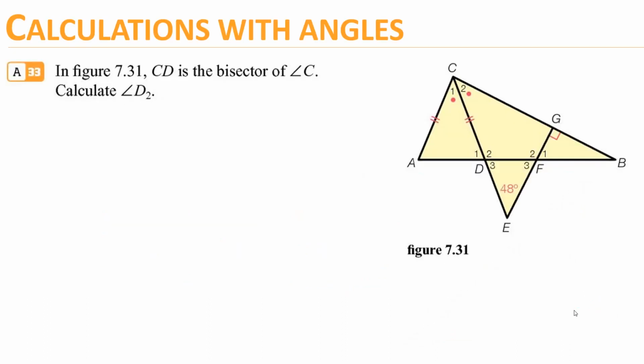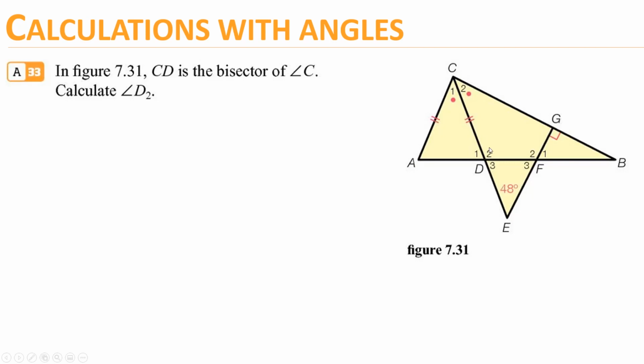And let's take a look at this exercise 33. We see, they tell us that CD is the bisector of angle C in this shape. And the way they show us that is by giving us these two dots. That means that these two angles, C1 and C2, are equal. There's some other information. These two sides in this triangle are equal. So we have an isosceles triangle where the base angles will be the same. And we know one angle here. The question is, can we calculate angle D2?